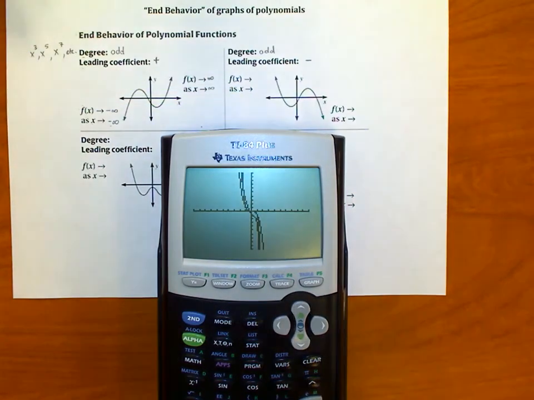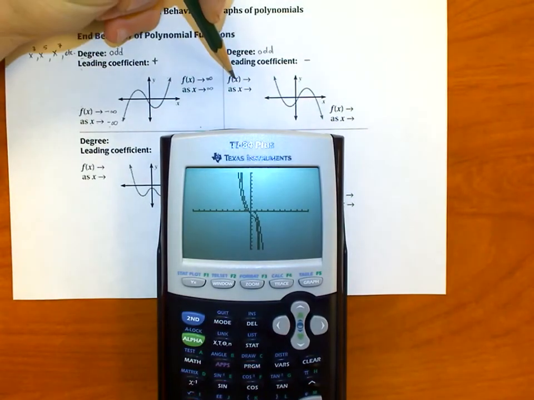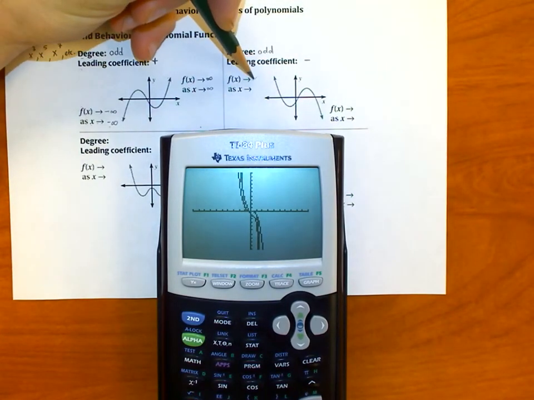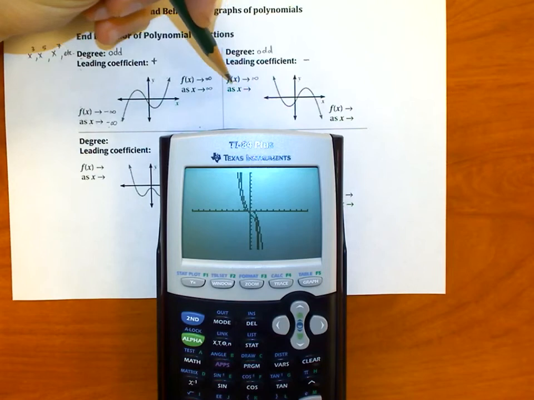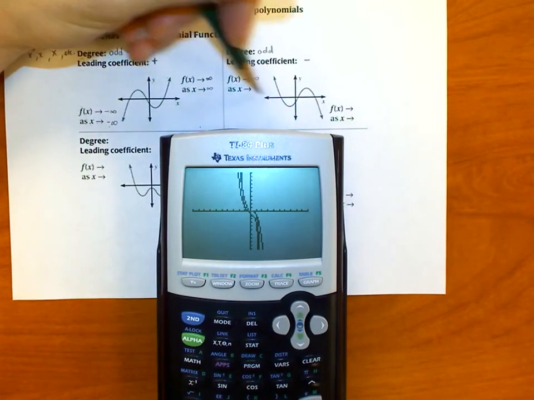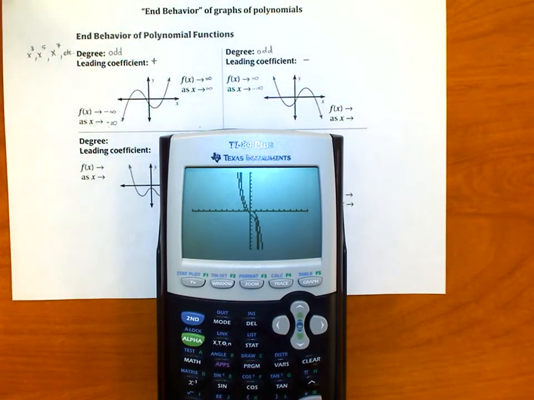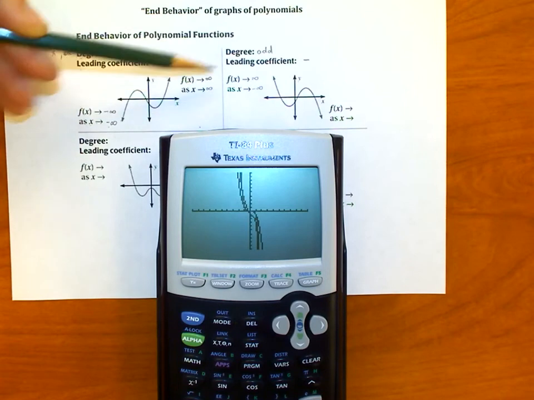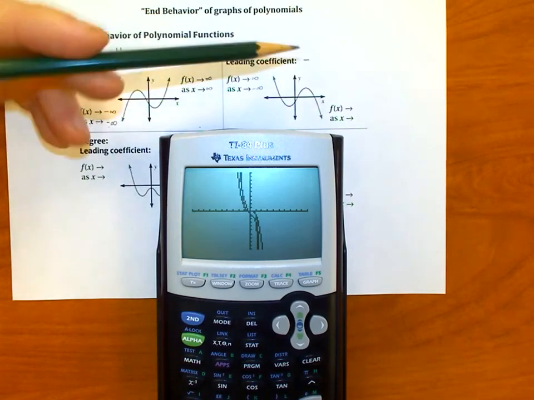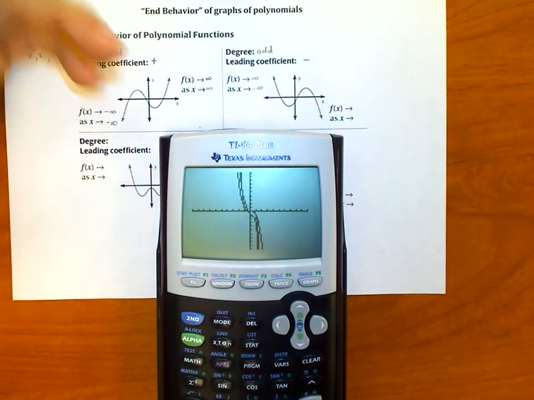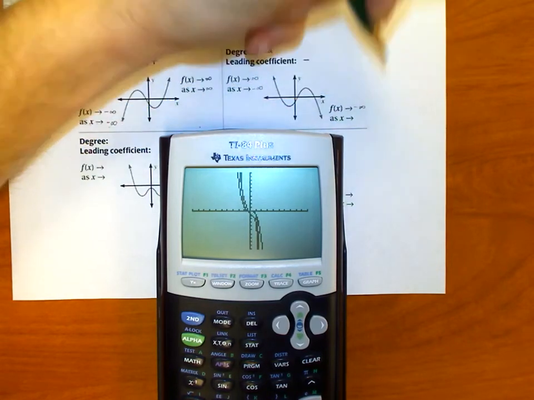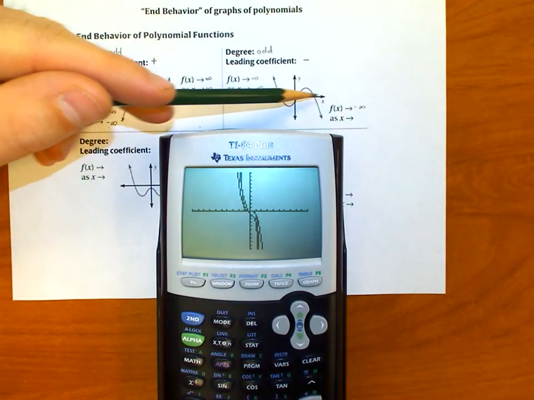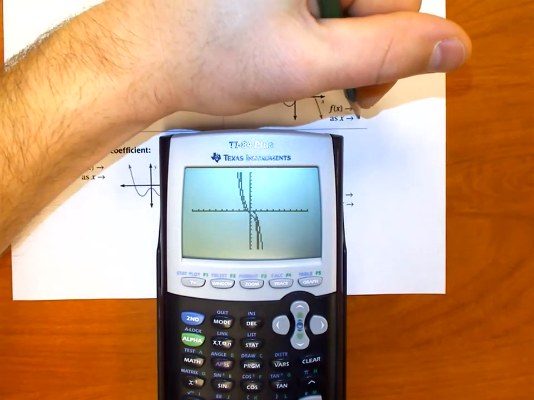So all we say on this is that for f of x, the y-coordinate goes upward, that would be positive infinity, as the x-coordinate goes to the left, that would be negative infinity. So notice they're backwards now, right? These were both positive, now they're opposite signs. Over here we say the y-coordinate goes down, that would be negative infinity, as the x-coordinate goes to the right, that would be positive infinity.